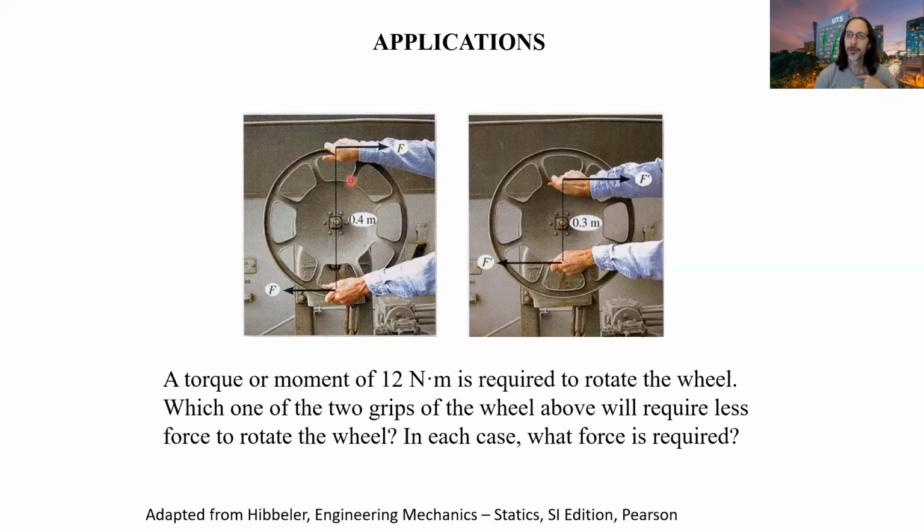Okay, so I said here we've got a distance of 0.3 to get 12 newtons. 30 times 0.4 will be 12. I think I've done my maths right. If I haven't, I've got to do this video again. Right? And here, 40 times 0.3 will give us 12.